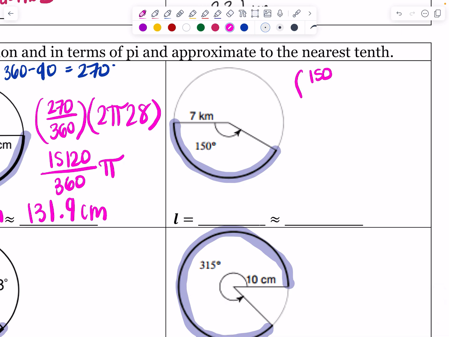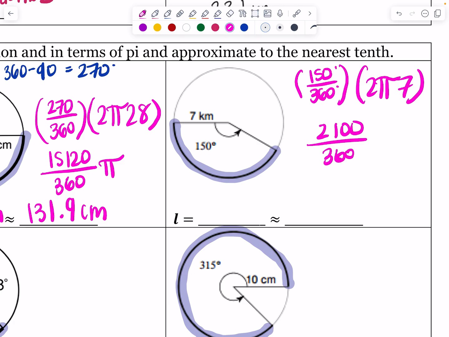This is my central angle. I'm working with 150 degrees out of 360 degrees in the circle, times my circumference, which is 2 times 5 times 7. So again, across the numerator, 150 times 2 times 7. That is going to give me 2,100 over 360 pi. I'm just going to type in and simplify the fraction, 2,100 divided by 360. That is going to give me a fraction of 35 over 6 pi.